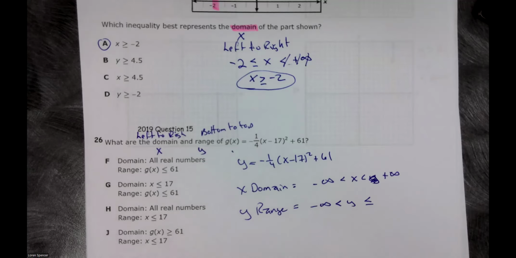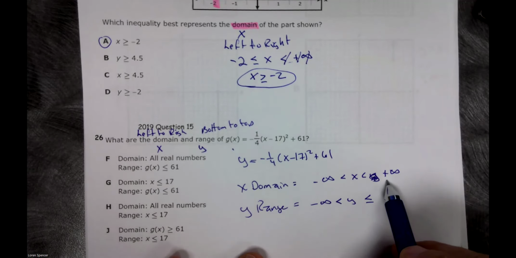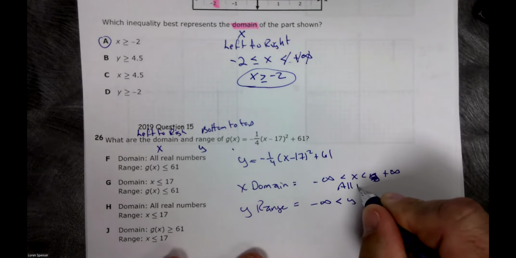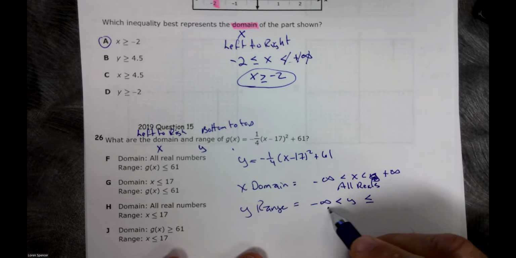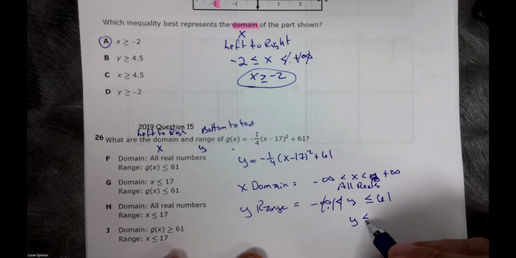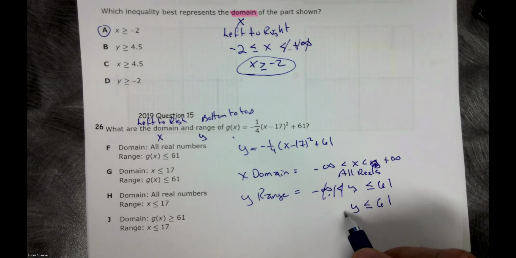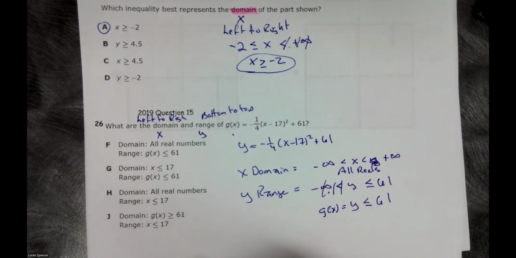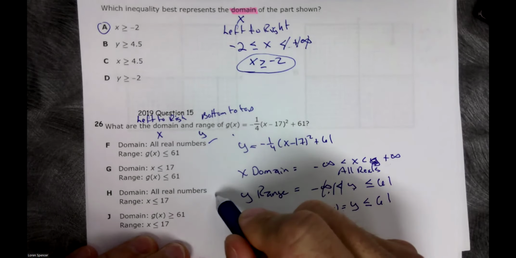So if I stop this share, I end up with a domain of -infinity less than or equal to x less than infinity, which we don't say, we say all reals. And here we have -infinity less than y less than or equal to 61, but we drop this part off and we have y is less than or equal to 61, and that's my range. So please remember, y is the same thing in this case as saying g of x. So domain, all real numbers. I like that. Domain, all real numbers.